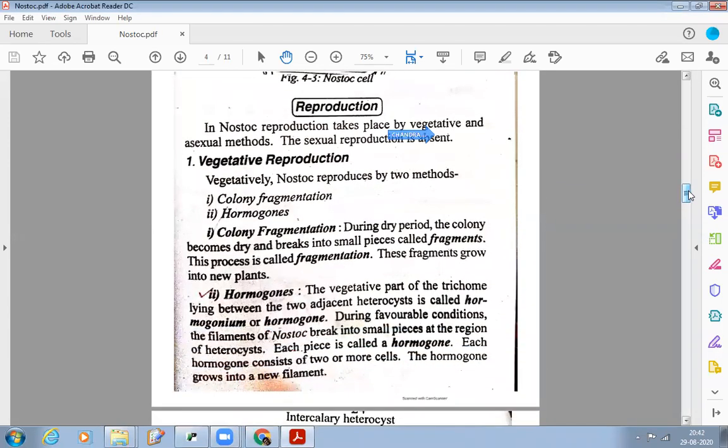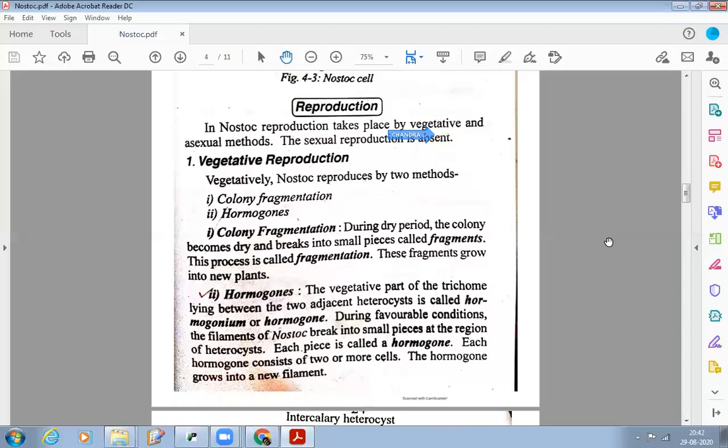Generally, Nostoc reproduction takes place by vegetative and asexual methods. The sexual reproduction is altogether absent. In the general characters, we have studied that the class Cyanophyceae doesn't have sexual reproduction, so in Nostoc also there is no sexual reproduction. Now we come to the vegetative reproduction. Vegetatively, Nostoc reproduces by two methods. One is colony fragmentation. Number two is by hormogone formation.